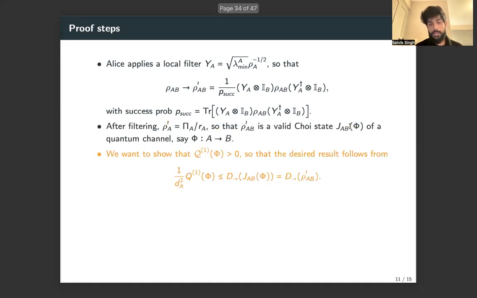to obtain the desired result. In other words, we want to show that this channel has strictly positive coherent information, and this combined with this bound, which basically says that the distillable entanglement of the choice state of any channel is at least as large as some dimensional dependent factor multiplied by the coherent information of the channel. And this holds for any channel phi. So if we assume these two things, then it's clear that since the LHS is positive, the RHS is also positive, which is exactly what we want to show. We want to prove positivity of the distillable entanglement of the state that we started with.